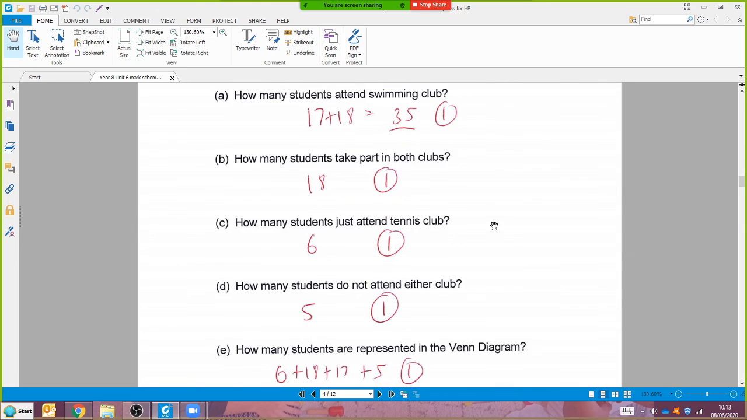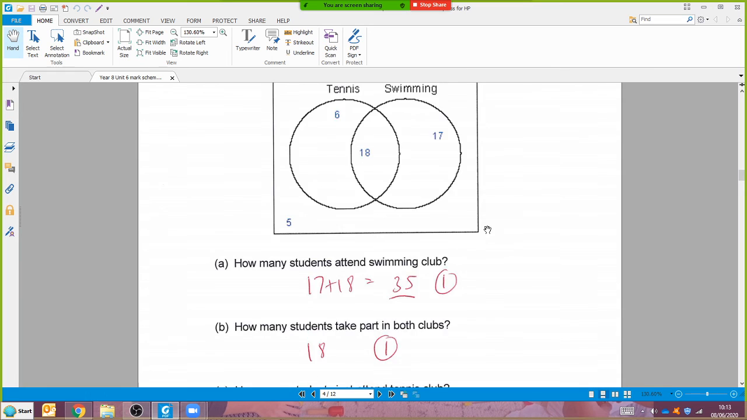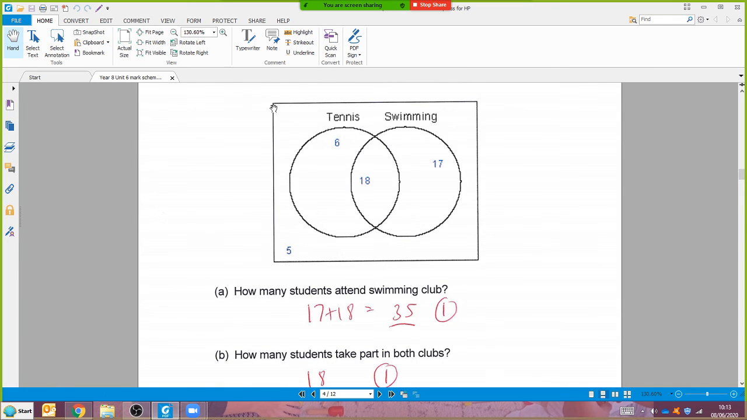How many students do not attend any of the 2 clubs? Well, there's 5 within the universe of students, and they don't attend tennis or swimming, otherwise that 5 wouldn't be out there. So 5 do neither.